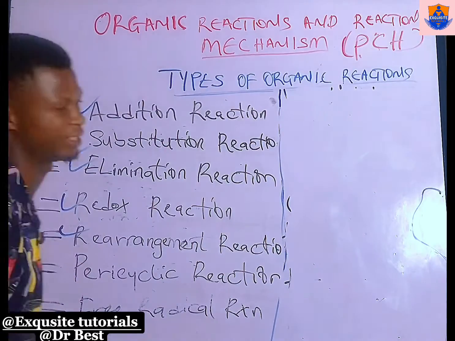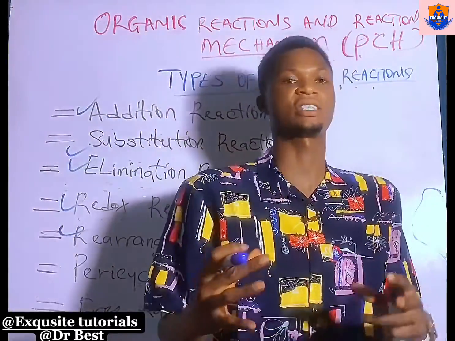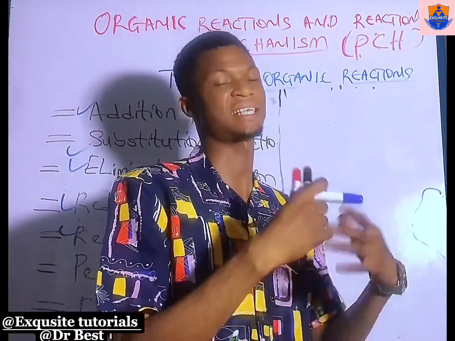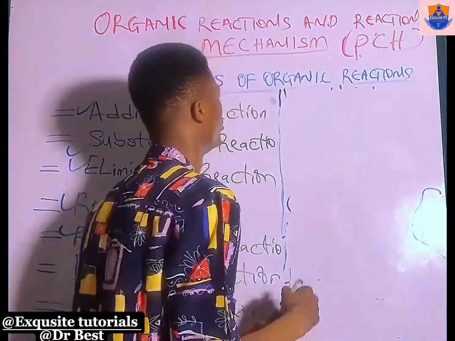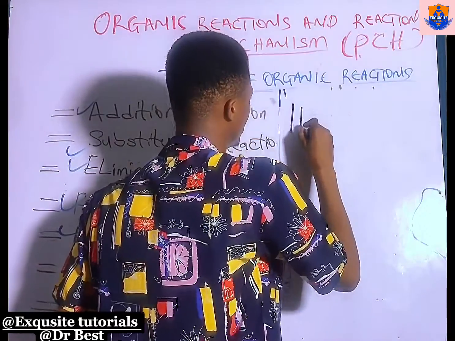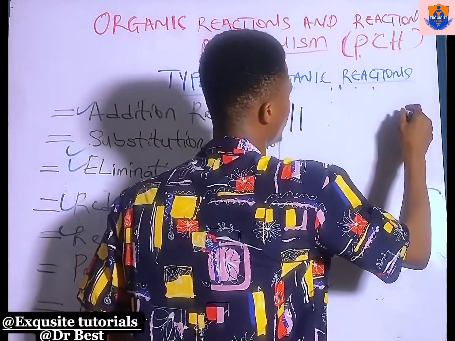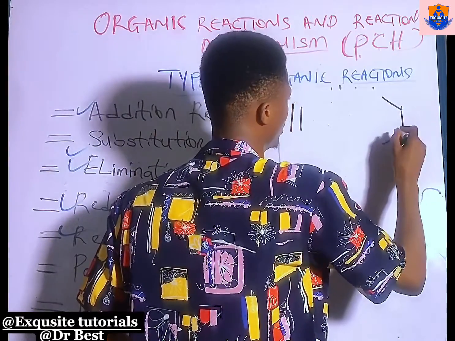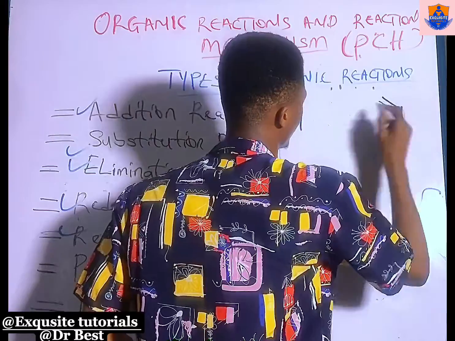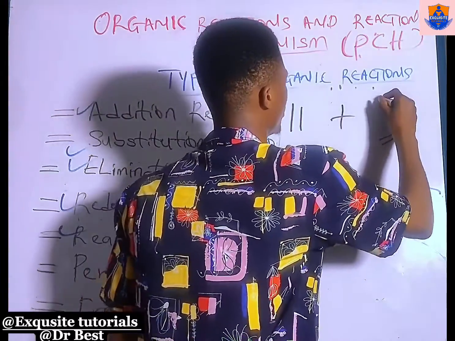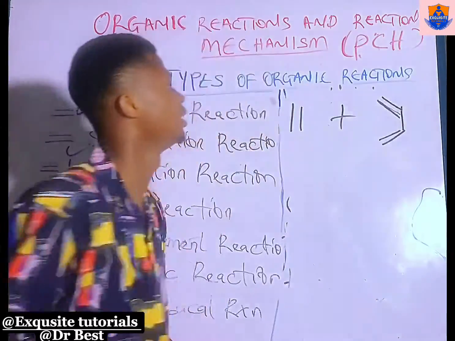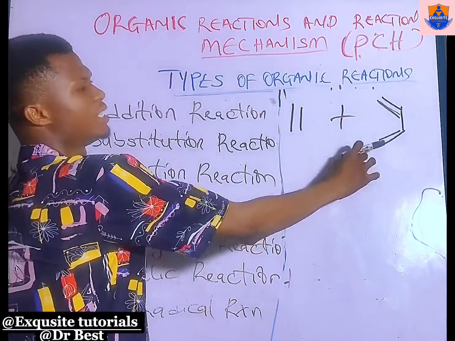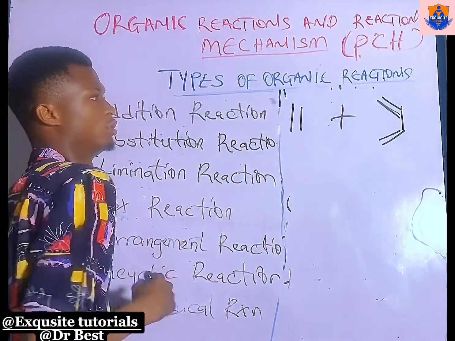Now let's look at pericyclic reaction. Now, pericyclic reaction is a type of rearrangement reaction that gives birth to a cyclic product. Now let's say, for example, we'll have this, right? And we'll have this. This plus this. These are two existing compounds, right? We are going to rearrange them to get a cyclic product.